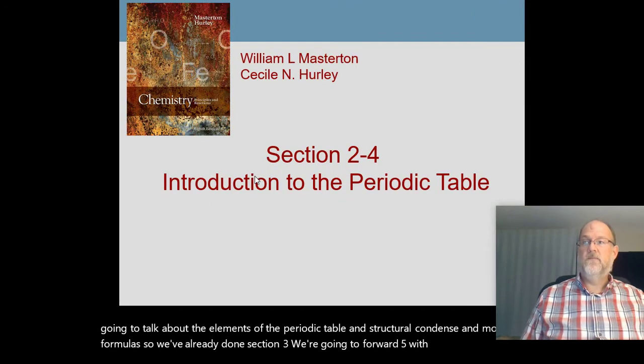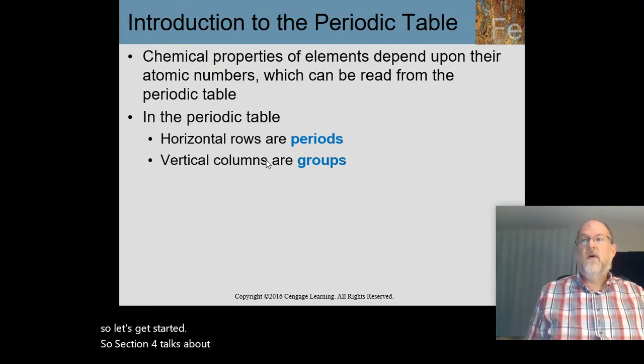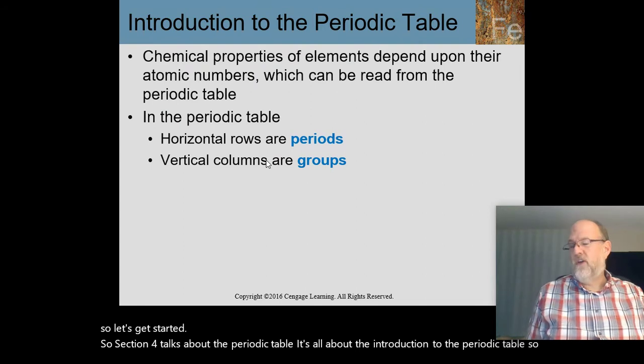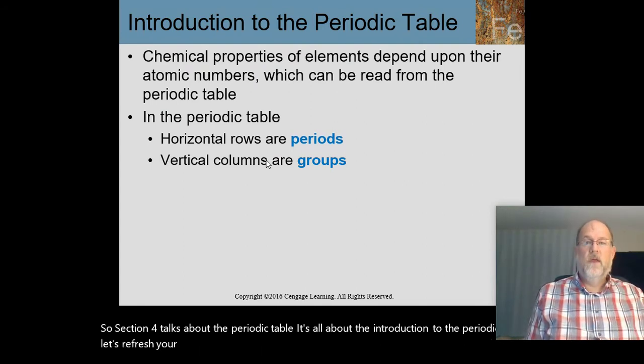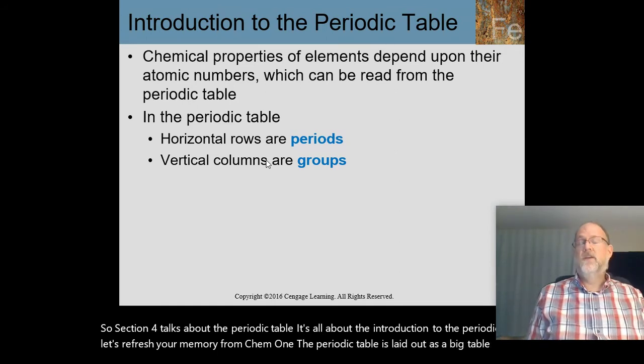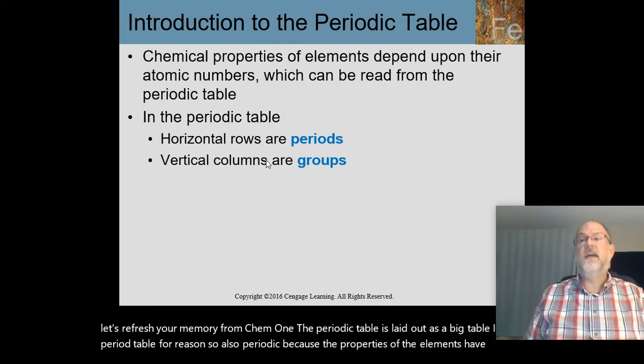So let's get started. Section 4 talks about the periodic table. It's all about the introduction to the periodic table. So let's refresh your memory from Chem 1. The periodic table is laid out as a big table. It's called a periodic table for a reason. It's also periodic because the properties of the elements have a cyclic or periodic nature.